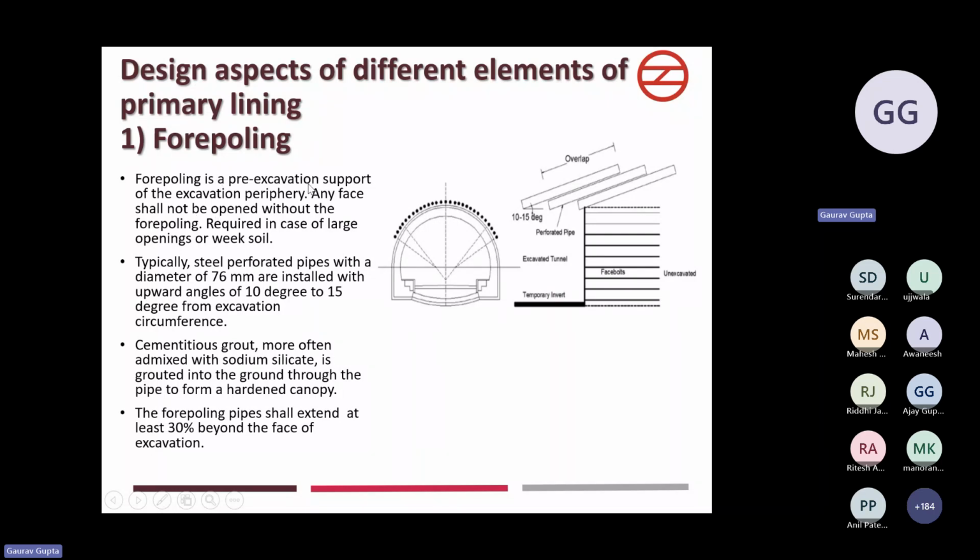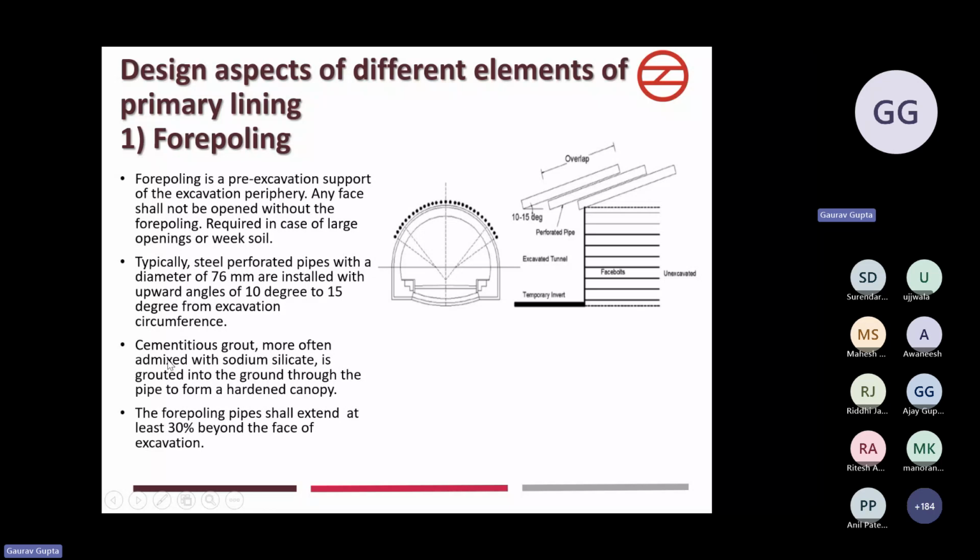Forepoling is a pre-excavation support of the excavation periphery. Any face shall not be opened without the forepoling. It is required in case of large openings or weak soil. These black dots you can see are the forepoles, and these are inclined members. Typically, steel perforated pipes with a diameter of 76 mm are installed with an upward angle of 10 to 15 degrees from the excavation circumference.